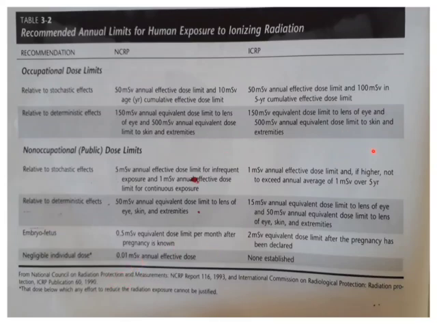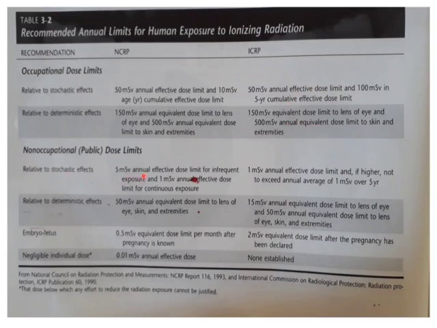Now coming to the ICRP guideline, relative to the stochastic effect, it is 50 mSv annual effective dose limit and 100 mSv in 5-year cumulative effective dose limit. Relative to the deterministic effect in ICRP guidelines, it is 150 mSv equivalent dose to the lens of the eye and 500 mSv annual equivalent dose limit to the skin and extremities.